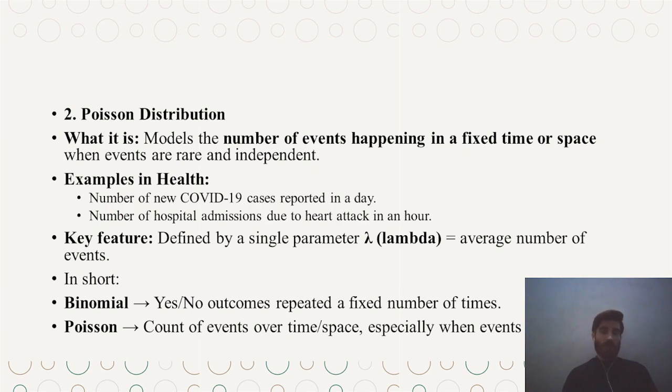In short, binomial and Poisson show us that in binomial the outcomes will be yes or no, repeated a fixed number of times. In Poisson, we count events over time and space, especially when events are rare. It is used for rare events over time and space.